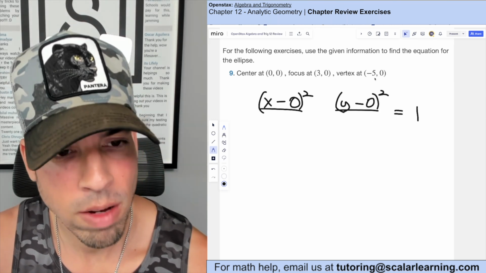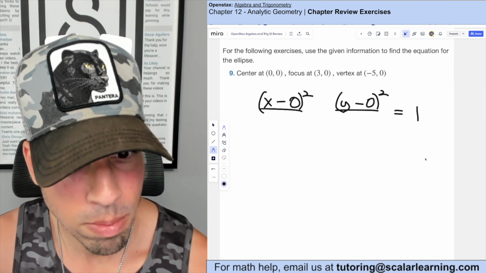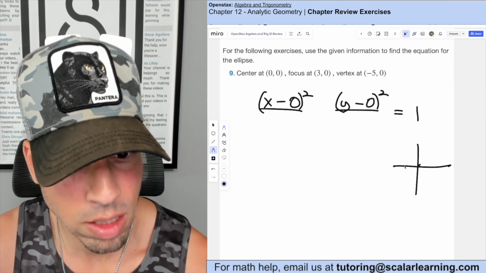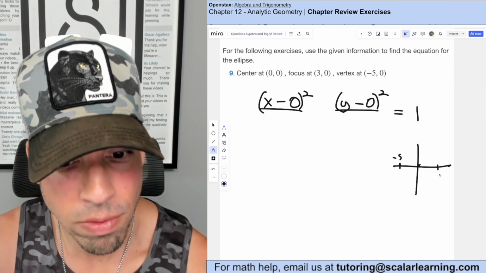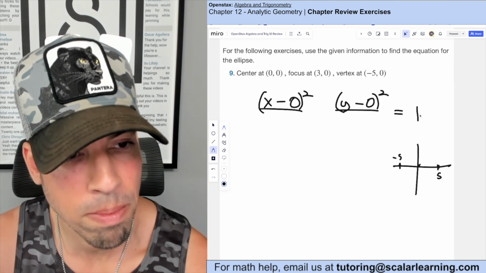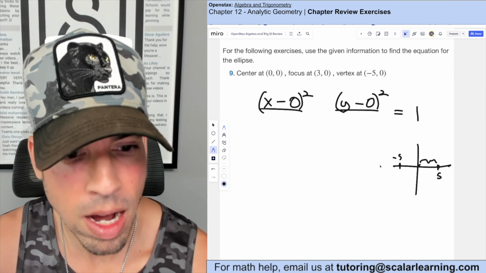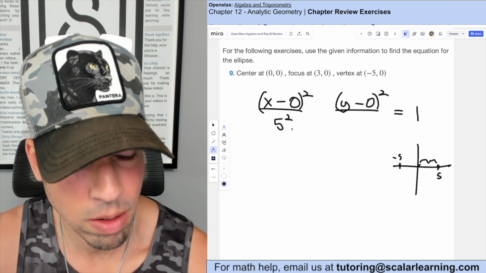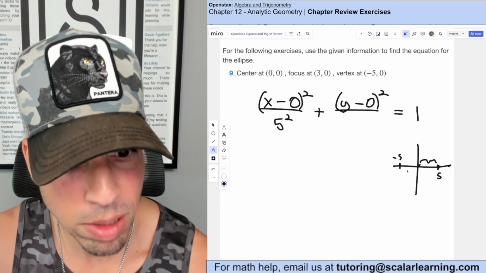Now, since we have a vertex at -5 and a focus at 3, we can get a slightly better idea of what this is going to look like, right? Centered at 0, 0, vertex at -5 right there. That means we also have another vertex at +5. So what does that mean? It means that this axis is 5. So that's the value that goes under the x value, 5, and we're squaring it, right? So we could write 25, but we're going to write 5 squared. By the way, we're going to have a plus in between here.